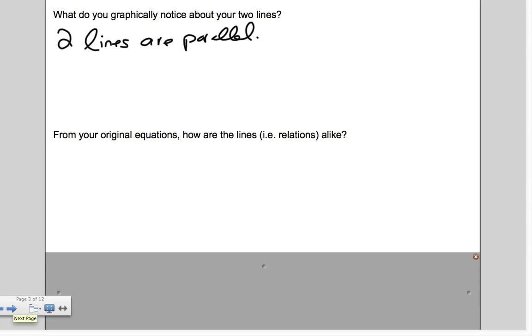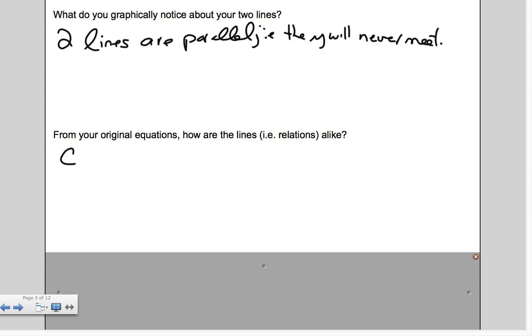They will never meet. That is, they will never meet. So we go back and look at our equations. So one was C is equal to 20m plus 40.